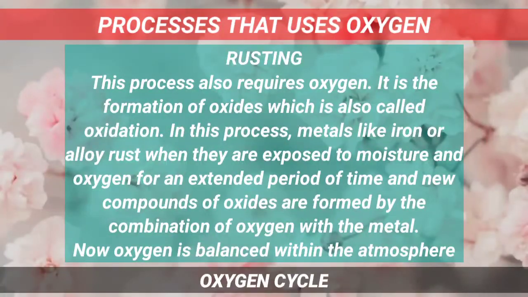Rusting. This process also requires oxygen. It is the formation of oxides, which is also called oxidation. In this process, metals like iron or alloys rust when they are exposed to moisture and oxygen for an extended period of time. A new compound of oxides is formed by the combination of oxygen with the metal.